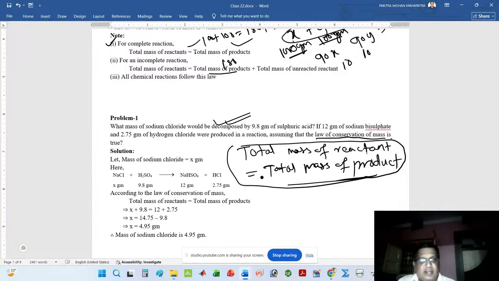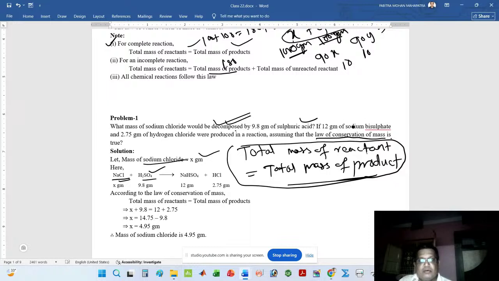Let me find the solution. Suppose x gram of sodium chloride is decomposed. Here the mass of sodium chloride is not given, but for the solution I can take the mass of sodium chloride as x gram. Now I want to write a balanced chemical equation. Look at that. Here sodium chloride undergoes decomposition by sulfuric acid. That means I can write sodium chloride, that is NaCl, and sulfuric acid means H2SO4. So the reactant must be NaCl plus H2SO4.